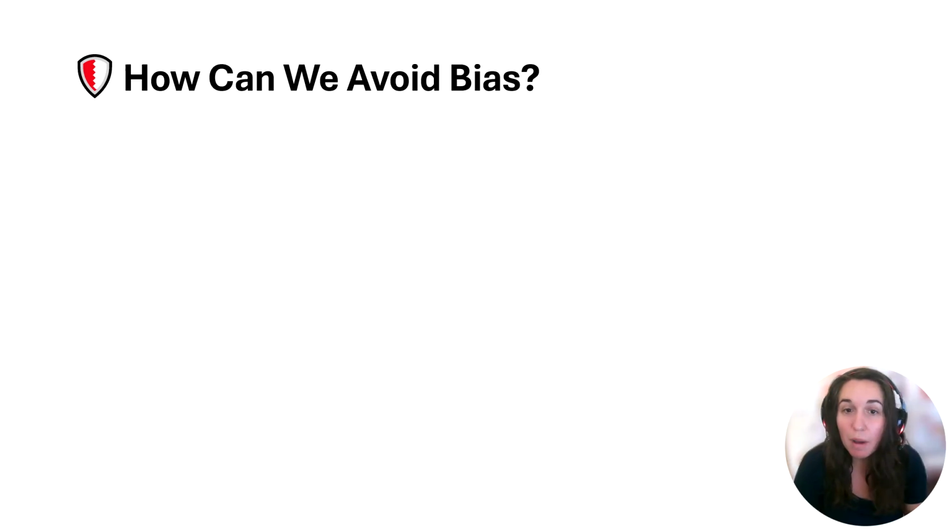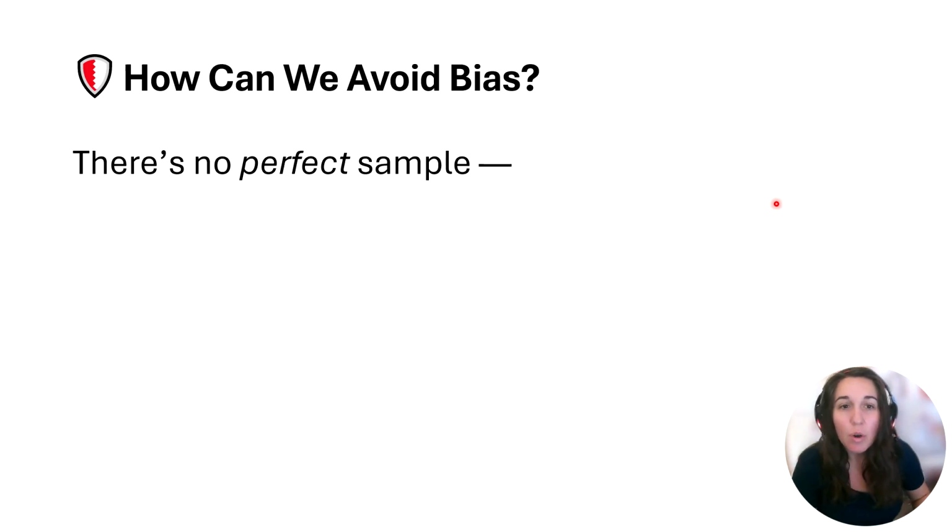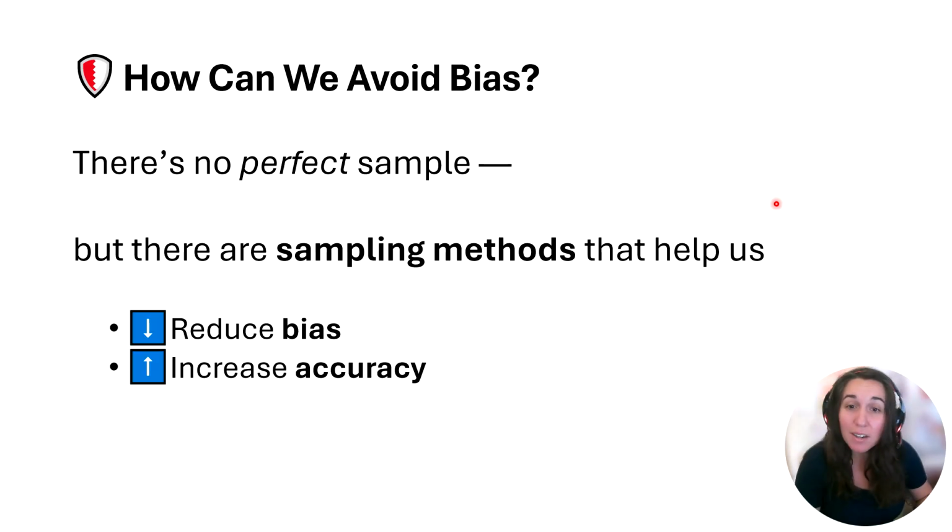So now that we've talked about all the different types of bias, let's talk about how we can avoid it, right? How can we do that? Well, honestly, there's no perfect sample, okay? But there are sampling methods that help us to reduce bias and increase accuracy. So let's go through the main types of sampling methods that can help us do just that.